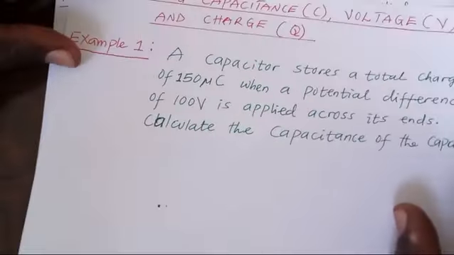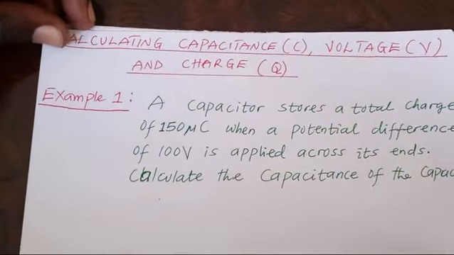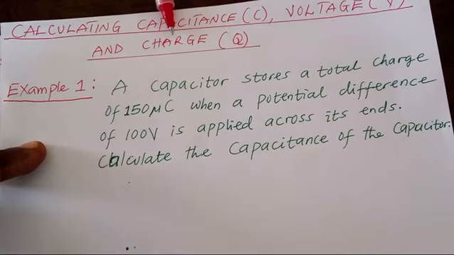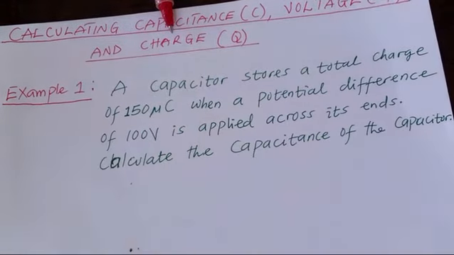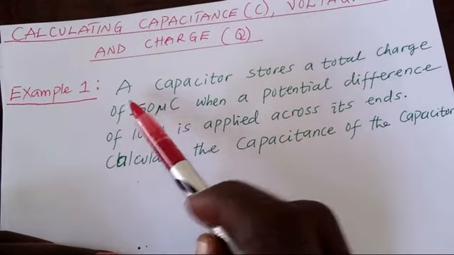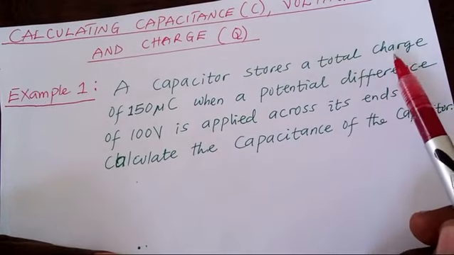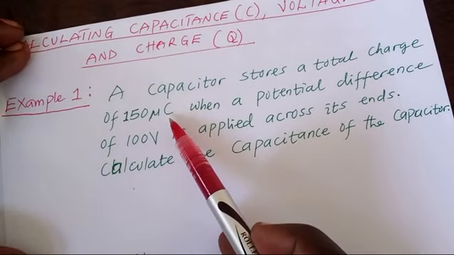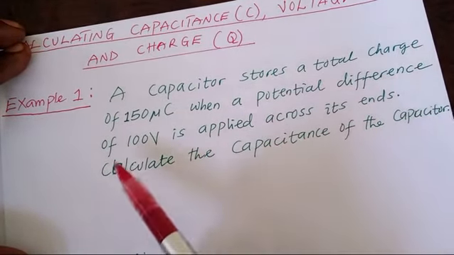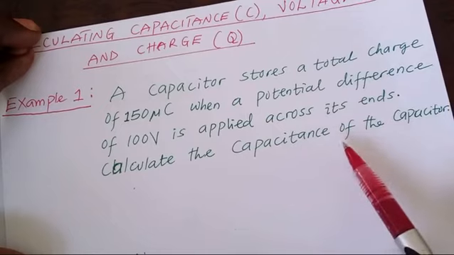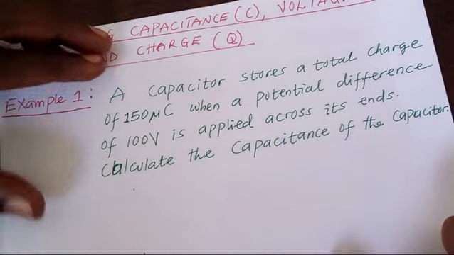Okay, now how do we use this formula in solving problems? Now we are going to see some examples here. The very first one before us says a capacitor stores a total charge of 150 microcoulomb when a potential difference of 100 volt is applied across its ends. Calculate the capacitance of the capacitor.